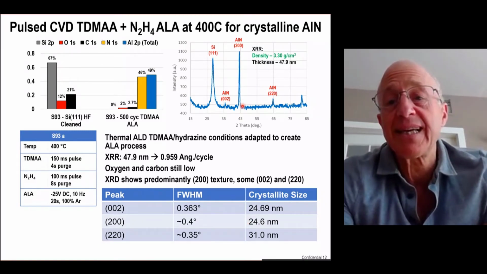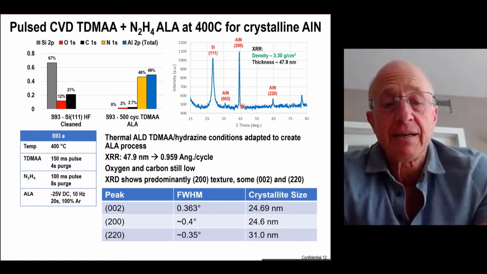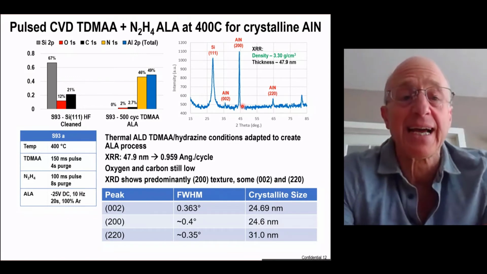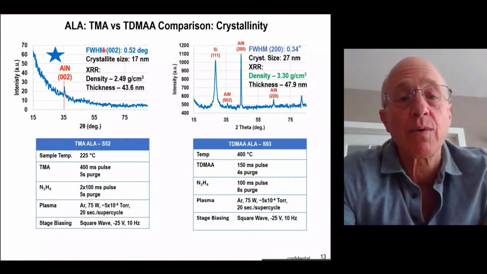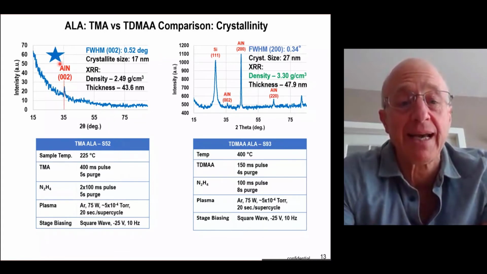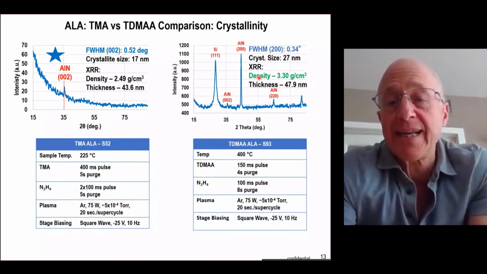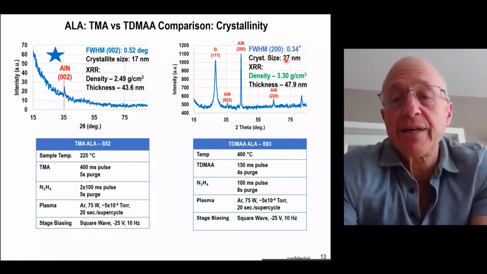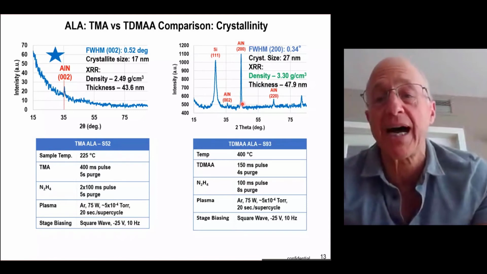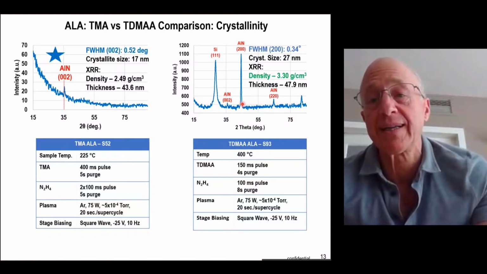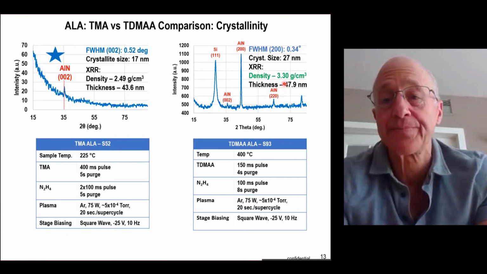Now, this is a thin film, and what we want to do is use this film as a template for the sputtered film, and that's what we did next. Oh, I'm sorry, I have a comparison here, I forgot. So this over here was at low temperature with TMA and hydrazine. This is at high temperature with the TDMAA and hydrazine, and you can see that it's amazing how much just going to 400 C buys you in terms of crystalline quality. The density is theoretical, and the crystallite size is now quite large.